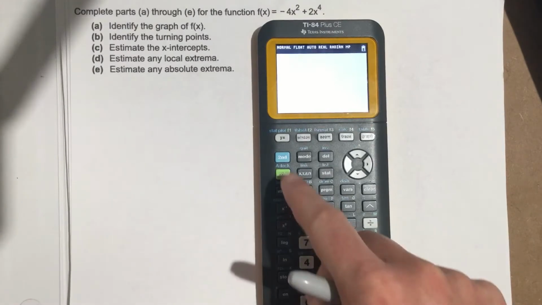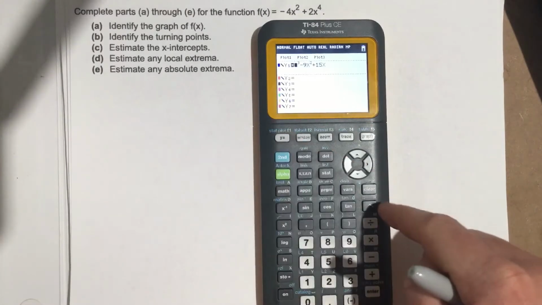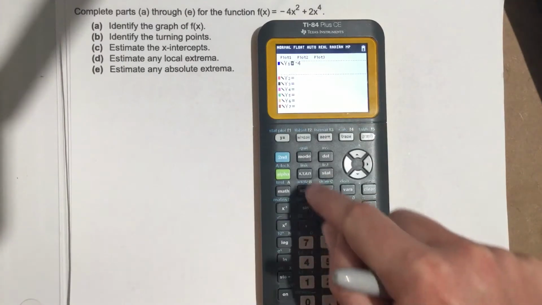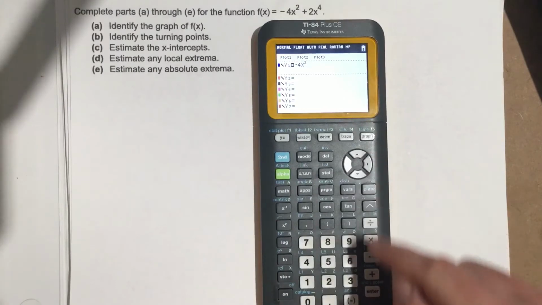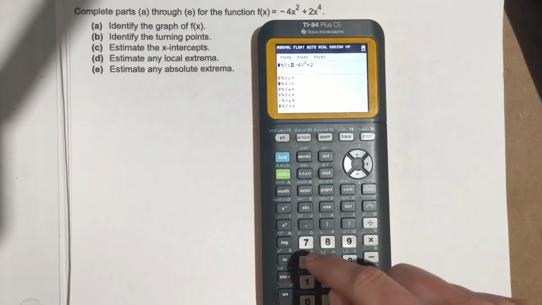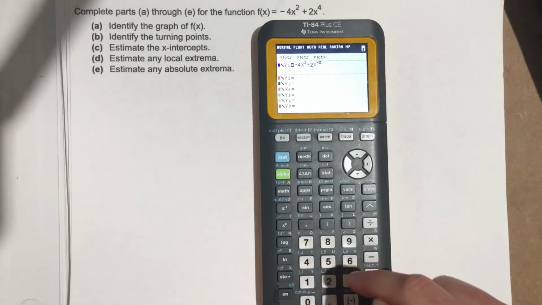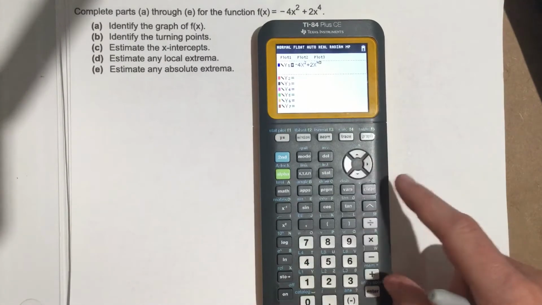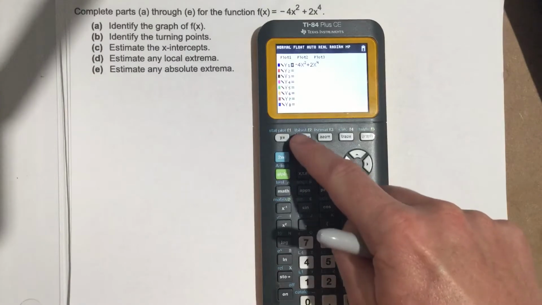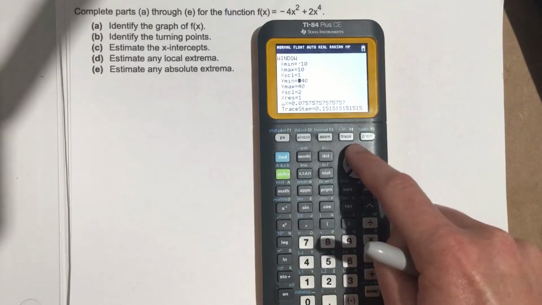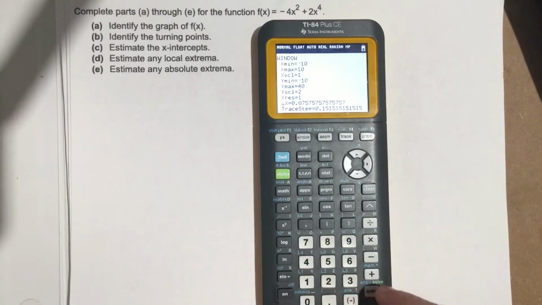I'm going to use the TI-84 to graph this, so we're going to say y equals, and we're going to type in negative 4x squared plus 2x to the fourth. Hit enter, and then we've got to change the window. Let's make sure the window will start with negative 10 to 10 for each of these, going up by ones.